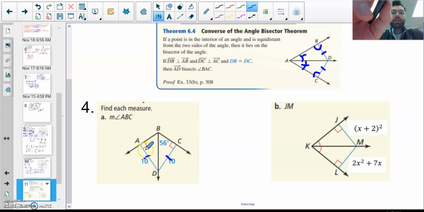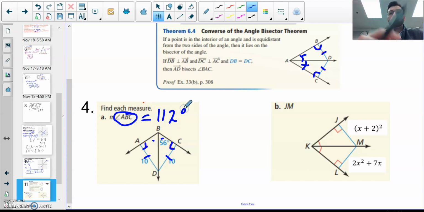So if we look at number 4 again, these two segments are congruent and these two angles are right. We want to find the measure of ABC. Well, if this is 56, then by the converse, this is also 56. So the measure of angle ABC is 56 times 2, which is 112.